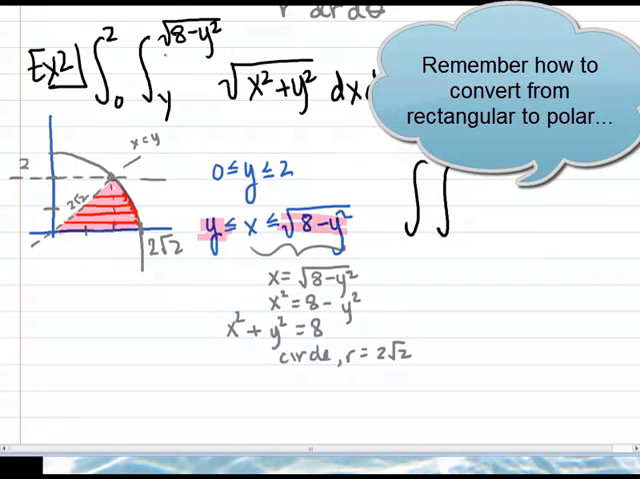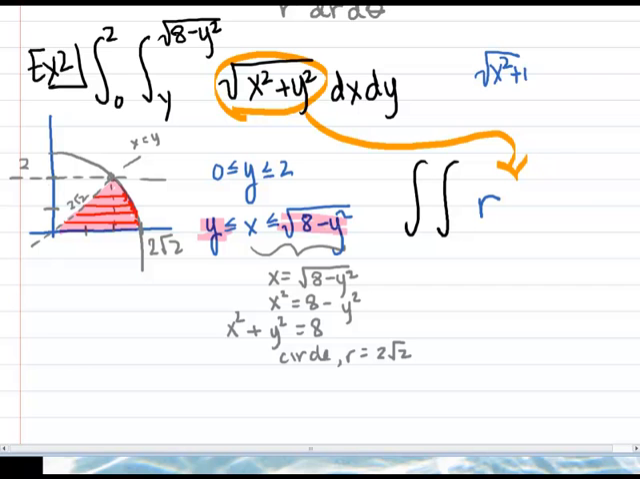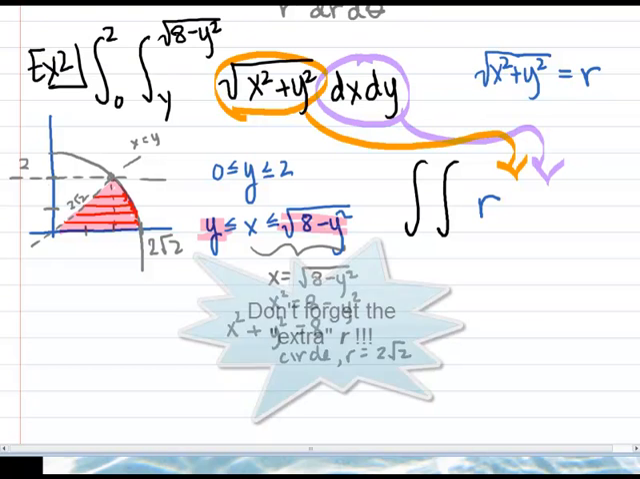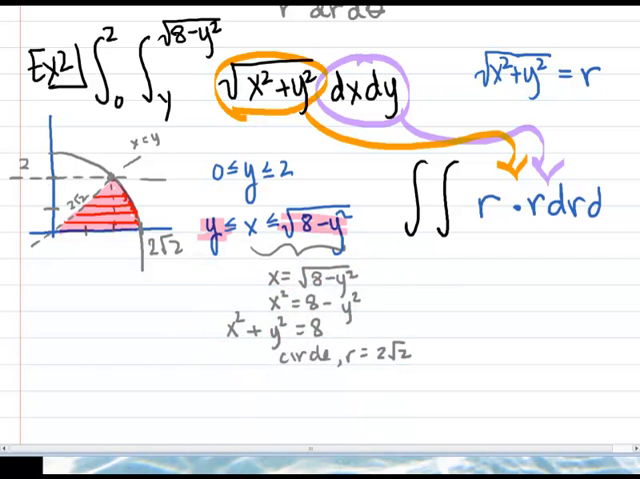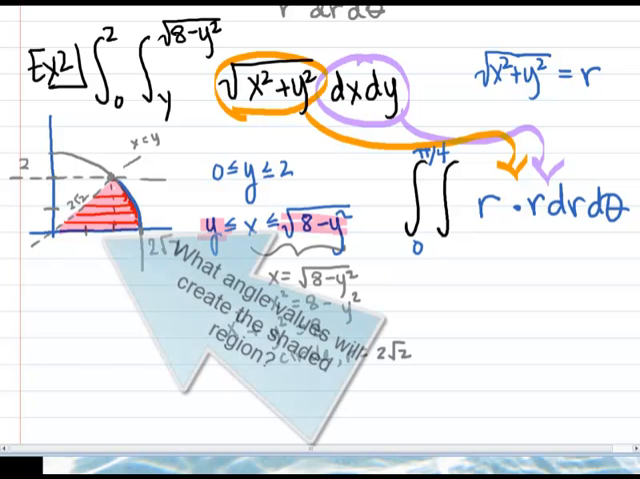Okay, so I need to first rewrite square root of x squared plus y squared into polar form. Square root of x squared plus y squared equals just r. And then my dx dy needs to become an r dr d theta. Make sure you remember that there's an extra r dr d theta, so we will end up with an r squared. Now our bounds, d theta is going to go from 0 to pi over 4, because that's the angle created here. And then our r's are going to go from 0 to its radius, which is 0 to 2 radical 2.